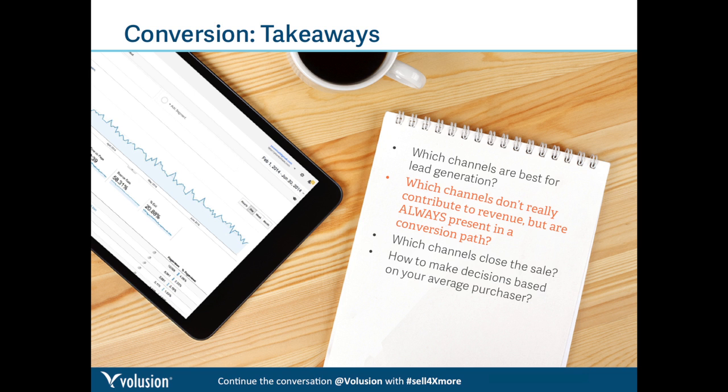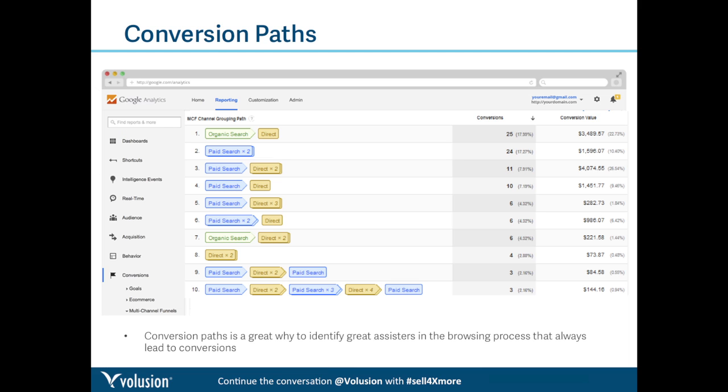Next, which channels don't really contribute to revenue but are always present in a conversion path? In this example, paid search is 8 out of 10 in the conversion path. If a store owner were thinking about pausing this channel, they could harm other channels as well by taking away 8 out of 10 of the conversions using paid search in that path.